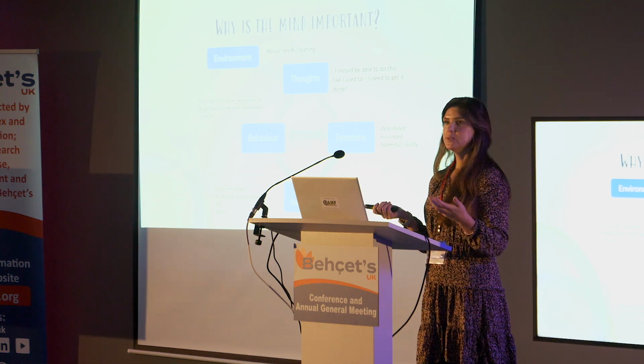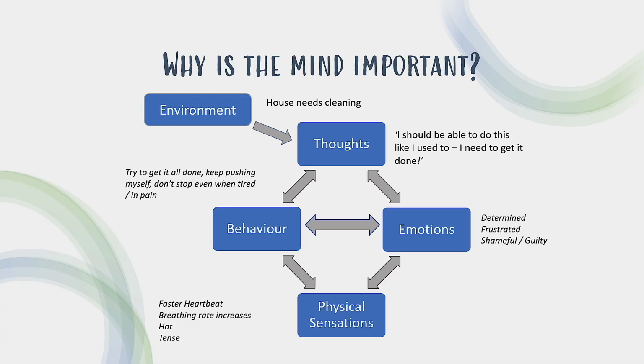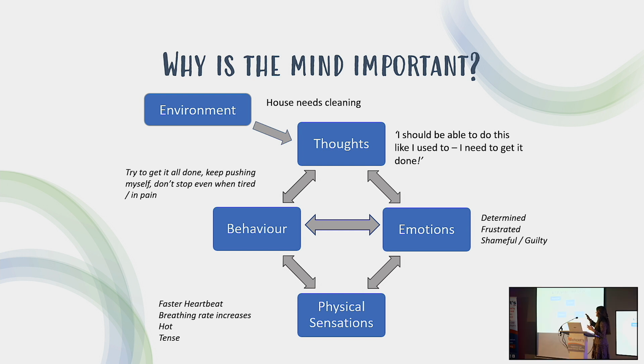So when we're thinking about a symptom like fatigue, which might seem quite biological in its nature, this is an example of how, it's just a very simple example, it's often more complicated in practice, but if we take a situation, so the house might need cleaning for instance, and if a person experiences the thought, I should be able to do this like I used to, I need to get it done, that might lead to emotions of feeling determined to do the job, but also feelings of frustration, maybe a change in activity levels, what's possible because of the impact of fatigue. It might lead to feelings of guilt or shame that they're not able to function as they used to.